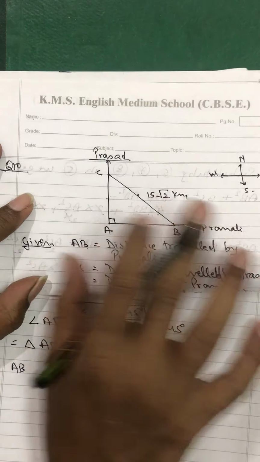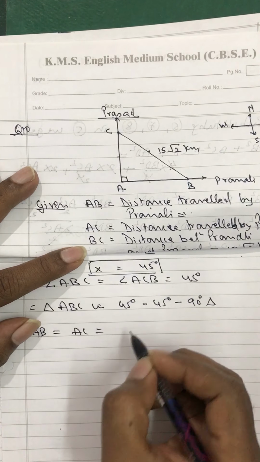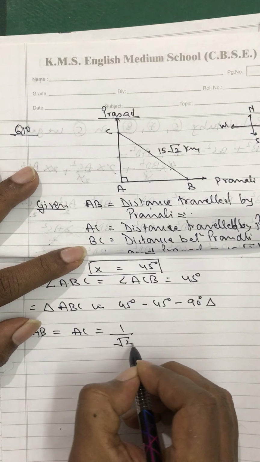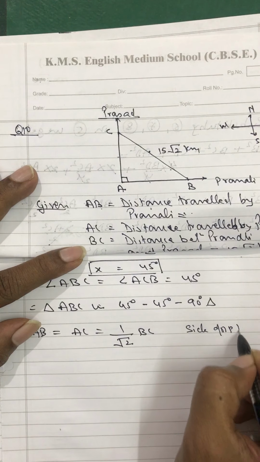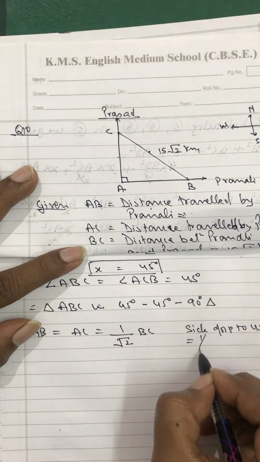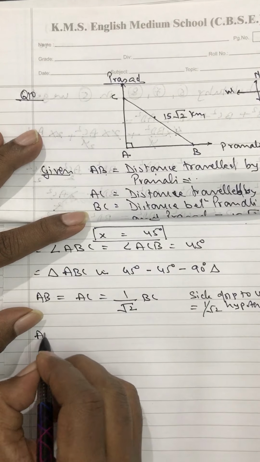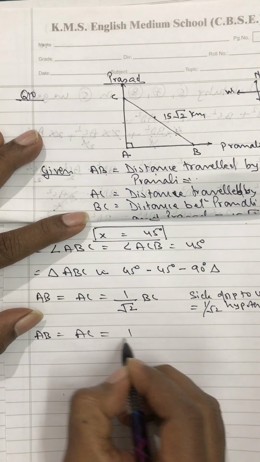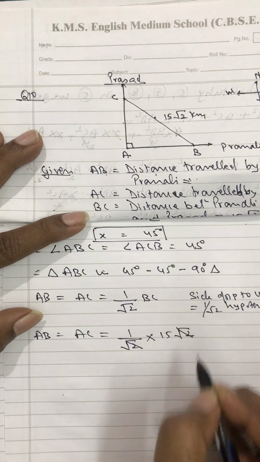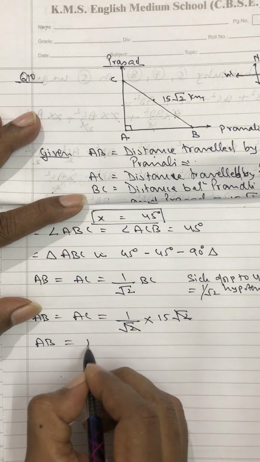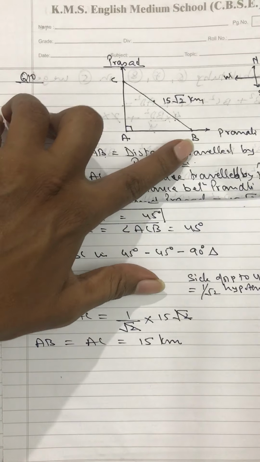If I go forward, AB is equal to AC, whatever they be, both are same, is equal to 1 upon root 2 times hypotenuse, that is BC, because side opposite to 45 degree is equal to 1 upon root 2 times hypotenuse. So I get AB is equal to AC is equal to 1 upon root 2 times hypotenuse, 15 root 2 gets over. So you get AB is equal to AC is equal to 15 kilometers. So now you have found the distance AB.